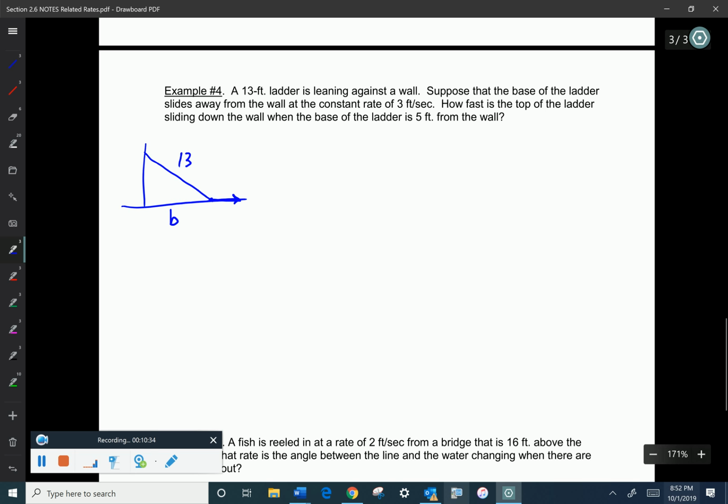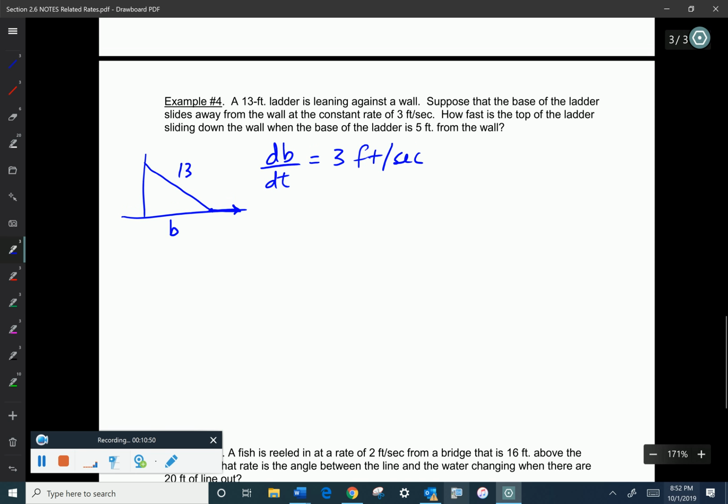So when they say it's sliding away at a rate of 3 feet per second, I'm going to say the rate of change of B with respect to T is 3 feet per second, right? And it's positive because B is getting bigger. Now think about it. If that side is being pulled away from the wall, then at the same time, this side is going to be sliding down, right?